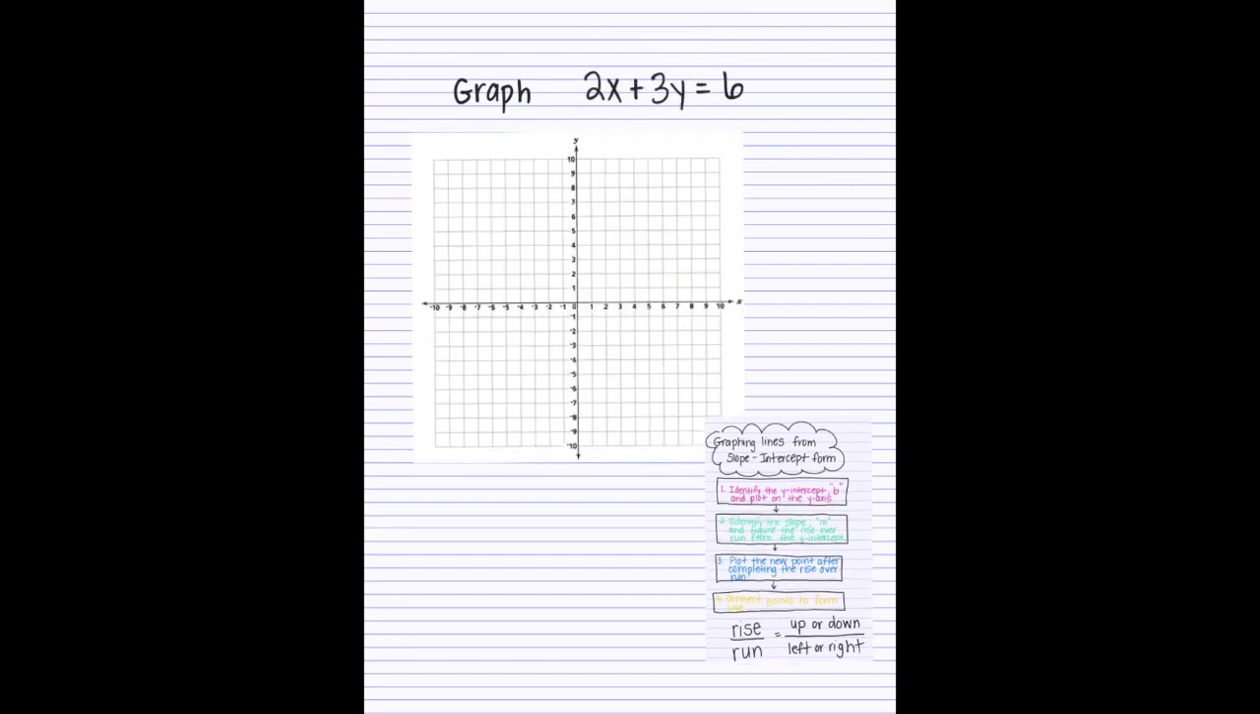All right, in the previous examples, they were already in slope-intercept form. They were in y equals mx plus b. In this example, it is not. This example is what we call standard form. Now, we are going to learn how to graph directly from standard form in a few lessons. However, today what we're going to do is convert this into slope-intercept form.